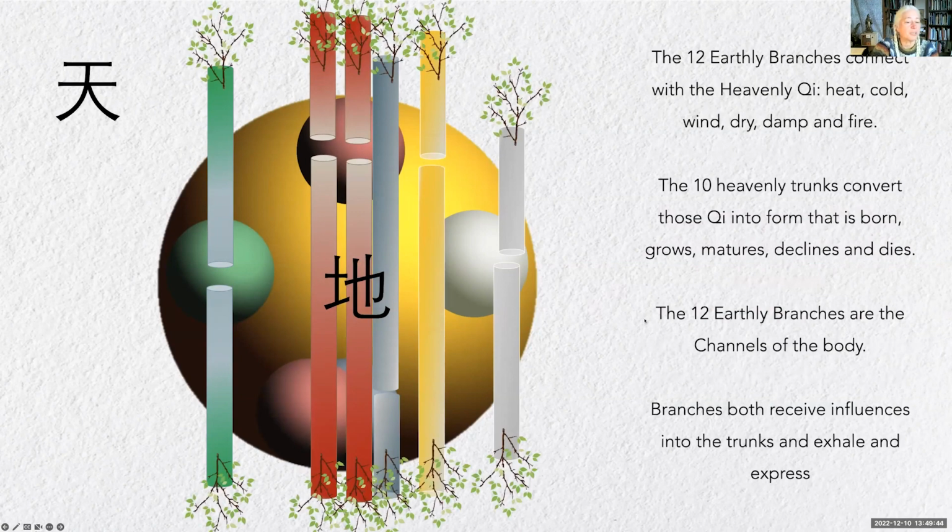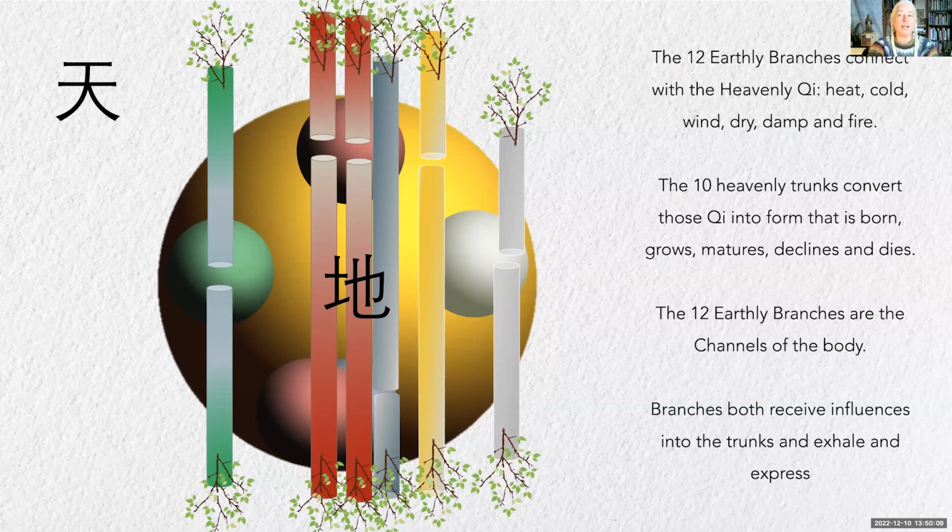And so that's also where we get the branches. The branches are fire coming in, transforming, and going back out again. And eventually we'll look at some diagrams of the body with the channels, and we'll see how these channels reflect this idea of the stems and the branches.